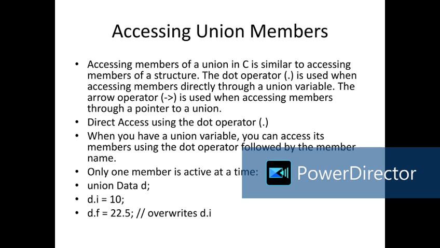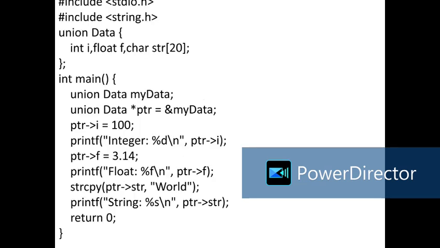Accessing union members. Union members are accessed the same way as in structures: using dot if accessing directly, using arrow if accessed through pointers. But remember, reading from a member that was not the last written can give garbage or corrupted values. To safely use unions, always assign to the member you intend to use, and track which member is active using an external variable. Avoid reading multiple members in a single operation.